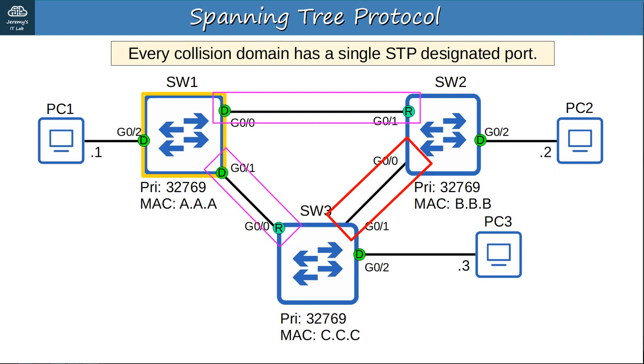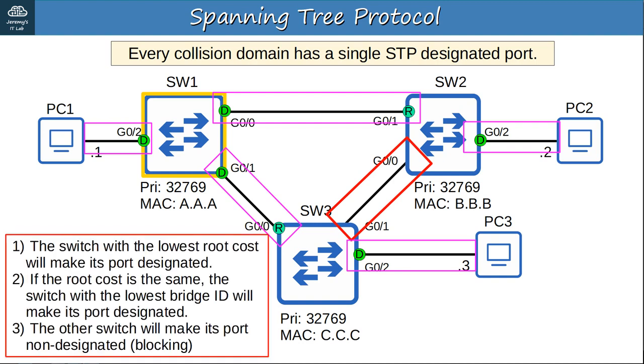This connection between switch 1 and switch 3 has one, switch 1's G0/1. And the connections with the PCs are all designated ports in the forwarding state, because the PCs don't participate in spanning tree. So we need one designated port on the connection between switch 2 and switch 3. How do we determine which port will be designated in a forwarding state? The switch with the lowest root cost will make its port designated.